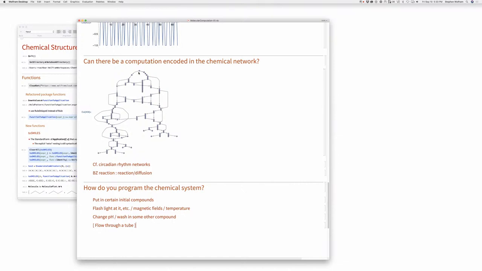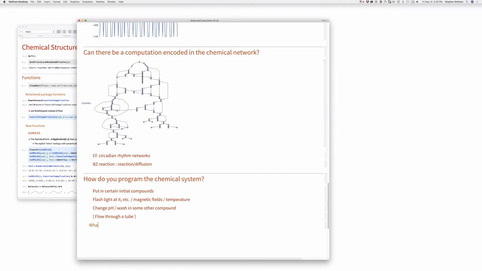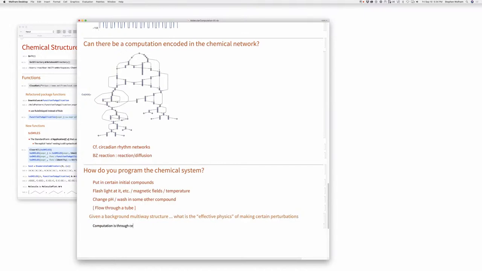And what you're looking at then is, on that substrate of the underlying, quote, structure of space from the multi-way graph, what effects you might think. So you're asking, given a background multi-way structure, what is the effective physics of making certain perturbations? If you see what I'm saying. So in other words, the idea would be the computation happens by virtue of these perturbations. So computation is through certain persistent perturbations. That's like particles, for example.